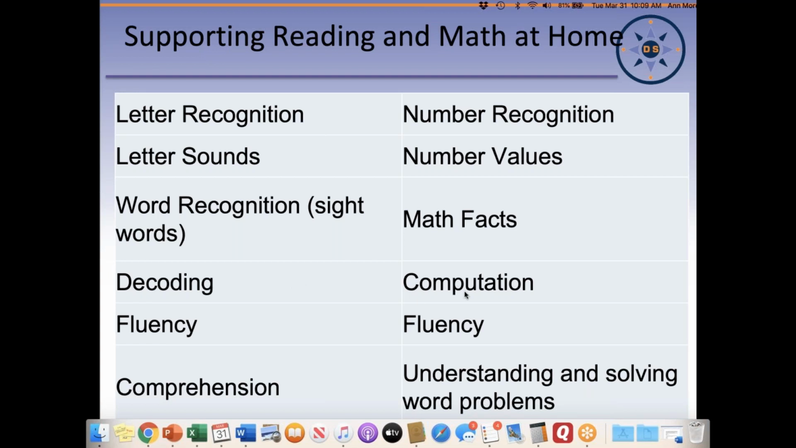Decoding words I kind of put with computation, which isn't really good, but computation I think of as larger numbers, adding, subtracting, multiplying, dividing larger numbers. Fluency is fluency with both, with math facts and computation.